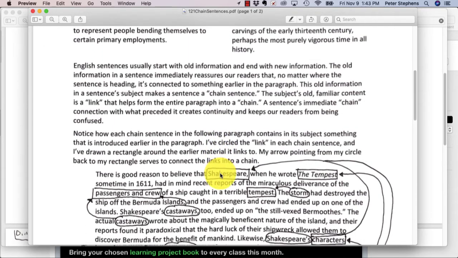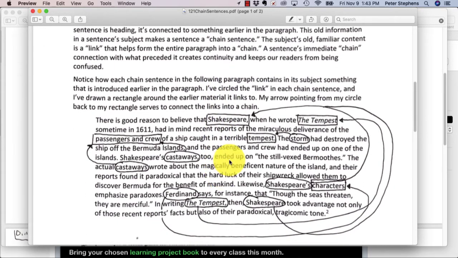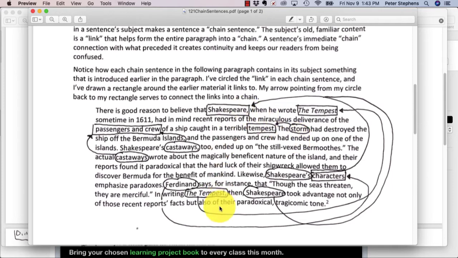Right? Then we see an example here where I've circled the link in every chain sentence, and then I've pointed back to what preceded it. The first chain sentence, of course, is not going to be the first sentence. Chain sentences must be the second sentence or later because they always harken back to something earlier in the paragraph. It's impossible for the first sentence to be a chain sentence. But here, the storm refers back to tempest. Here it's a synonym, right? Not the exact same word, but a synonym. I won't read the entire paragraph out loud. You can read it to yourself.